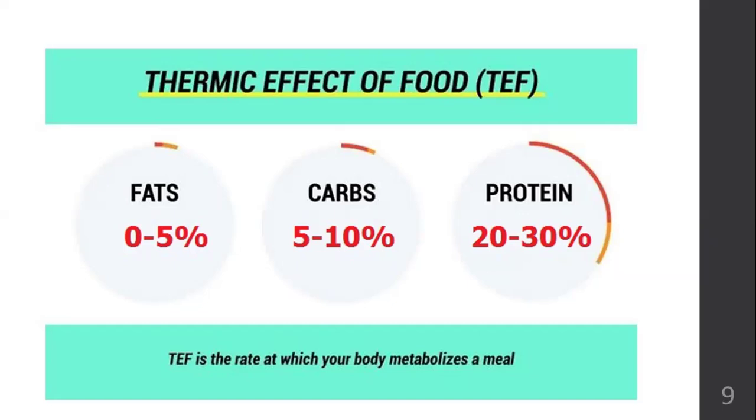Frequency of meals. When you have small meals here and there, not a large meal in one go, when you have small and frequent meals, that also increases the thermic effect of food. For men, the thermic effect of food is higher as compared to women. People who are obese will have a lower thermic effect of food.